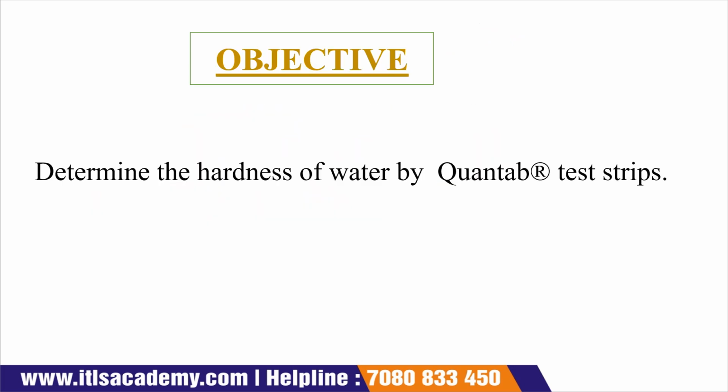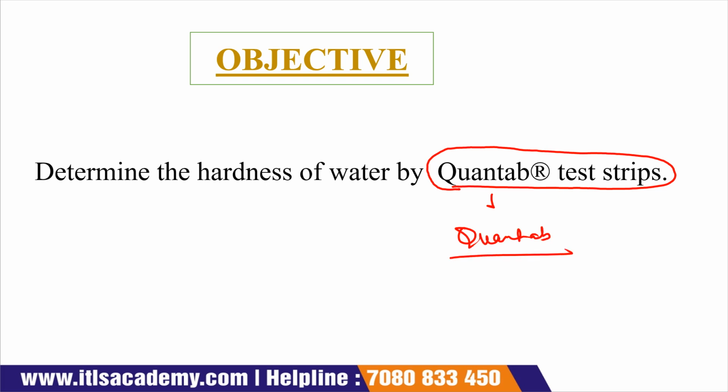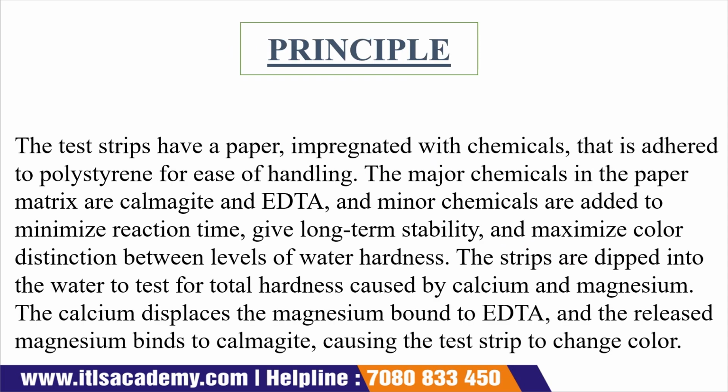Now the next one is the objective of this experiment: to determine the hardness of water by contact test strip. The strip that we are using is what? Contact test strip. So with the help of this test strip, we are going to determine the hardness of water. Now, what is the principle behind this experiment?